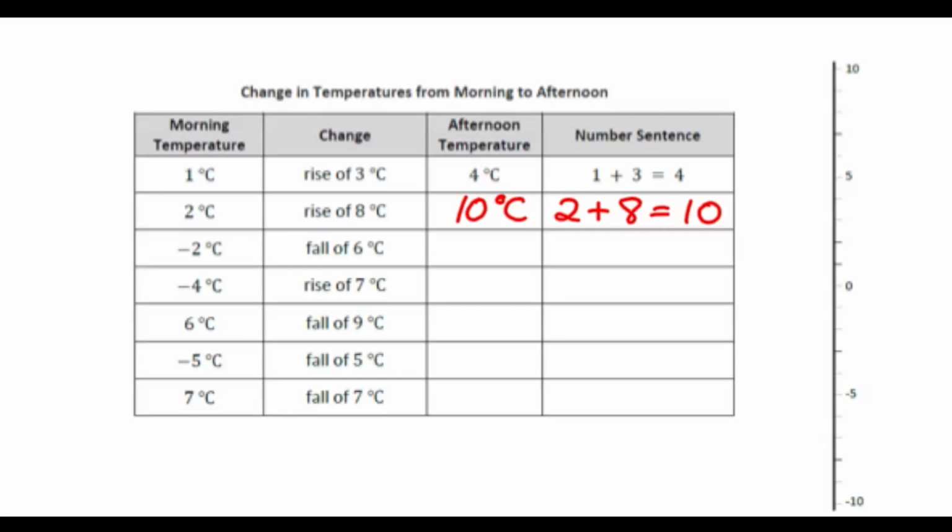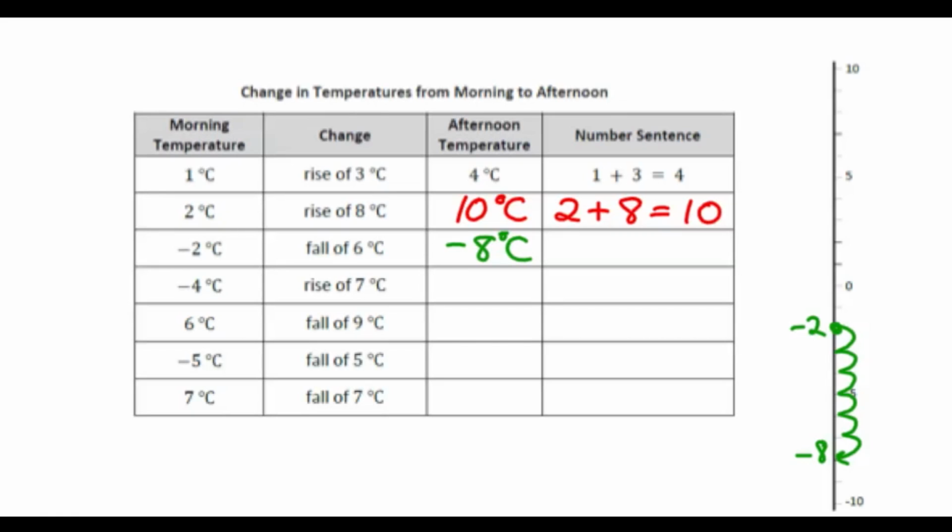For the second example, we'll start over, and we're starting at a temperature of negative 2 degrees. So instead of starting 2 degrees above the 0, we're going to start at this 2 degrees below 0. And then it said the temperature had a fall of 6 degrees. To show a fall, we're going to go down by 6 degrees. And where we're going to land is at this number, negative 8. So our final temperature for that afternoon would be negative 8 degrees Celsius.